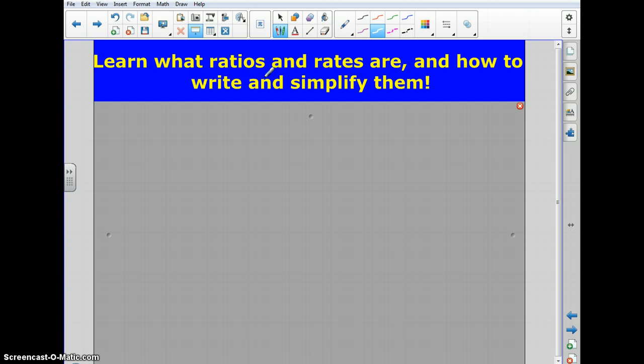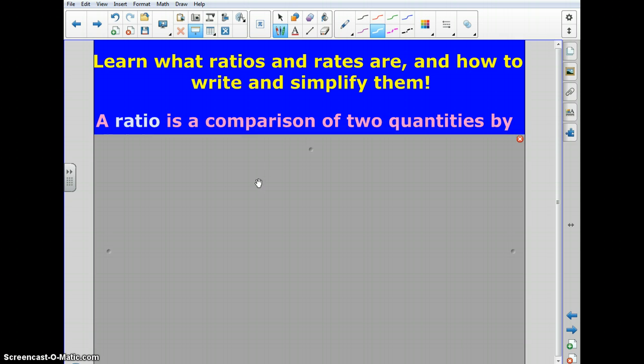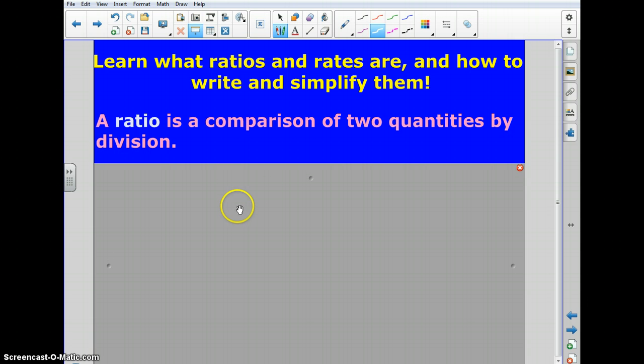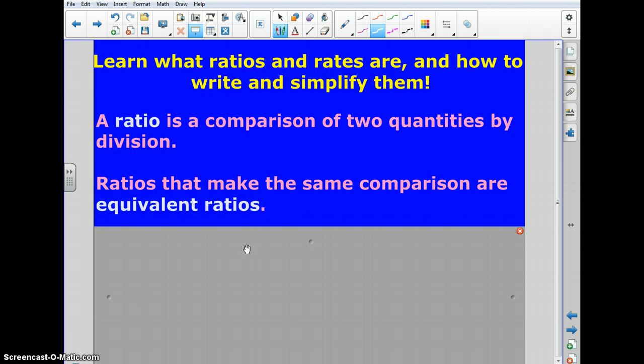So on your notes, we have a place there for definitions. We're going to write these definitions in our notes. Ratio. A ratio is a comparison of two quantities by division. And this will make a little bit more sense to us once we start to show some examples, but I'll give you a little bit of time to write that down. And then we will talk about equivalent ratios, and then we'll do some examples to show what that means.